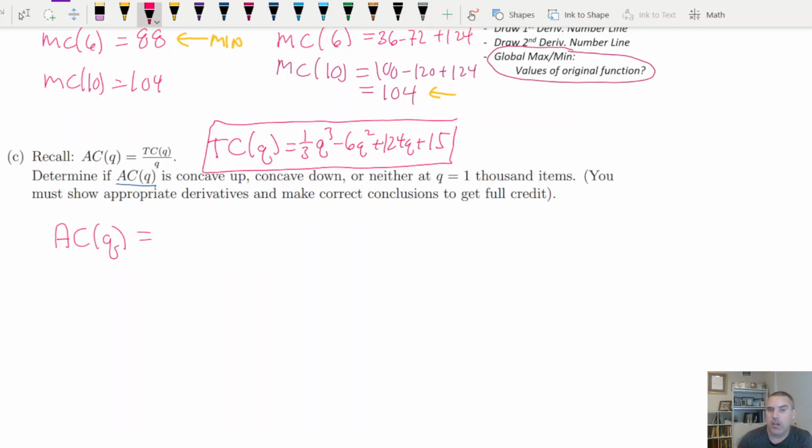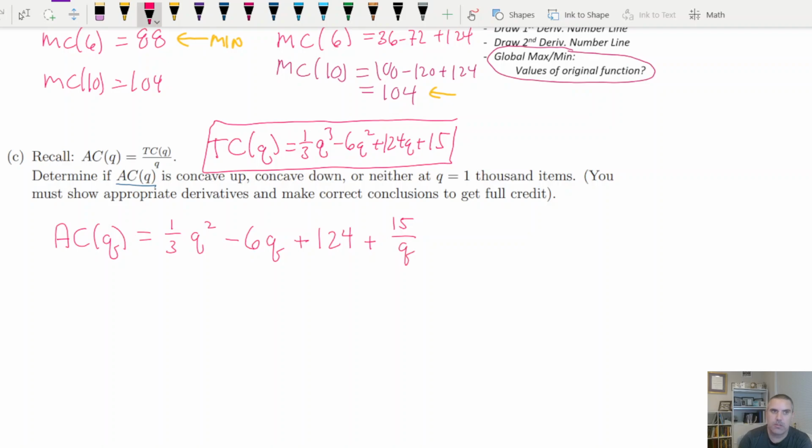How do we get average cost? We need to divide this by Q. Now, if we divide it by Q, I would just simplify. We're going to divide the first term by Q, which makes it 1/3 Q squared. We're going to divide the second term by q, which makes it 6q. We're going to divide the third term by q, so we get 124. And we're going to divide the last term by q, which makes it 15 over q.